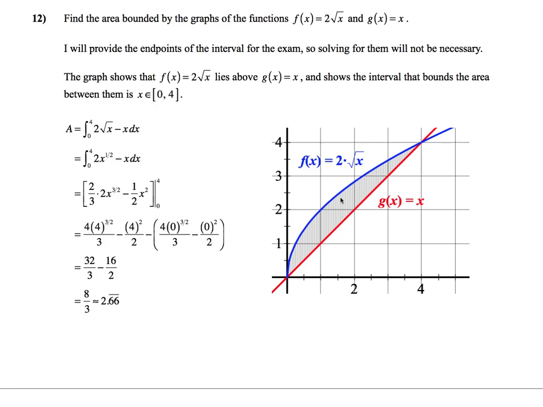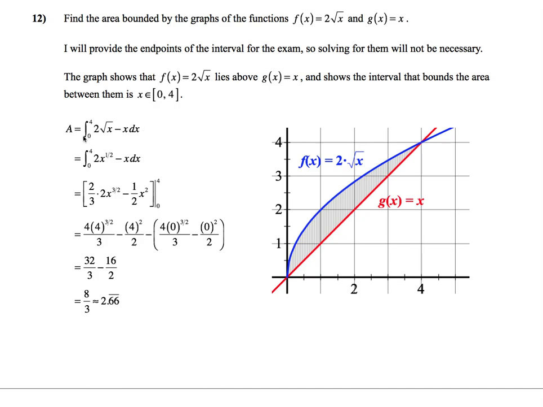Without that information, you would have to set the two equal to one another and solve, and we would find that they intersect at x equals 0 and at x equals 4. Since square root of x has no negative values in its domain, this function starts at 0, but the intersection forms the end point of the interval that we're evaluating on, and so what we're trying to determine is the area between them, which is this sort of shaded area right here.